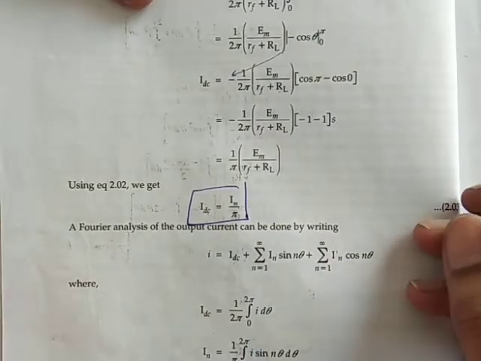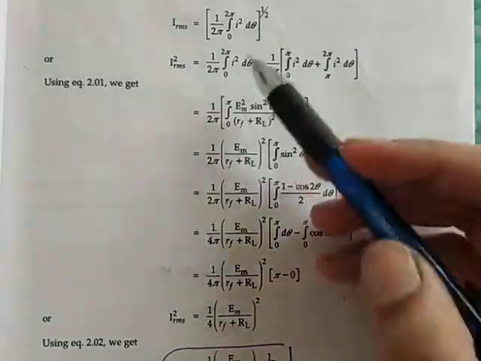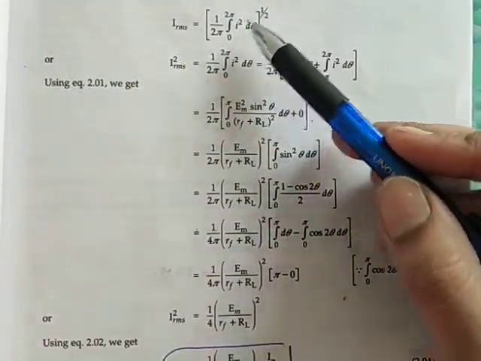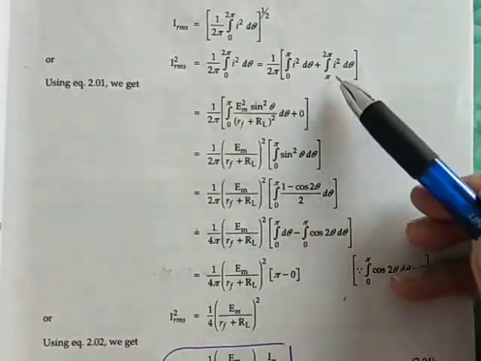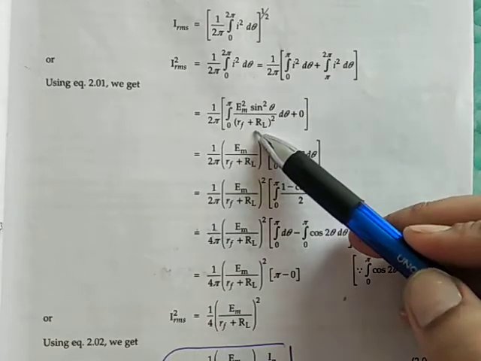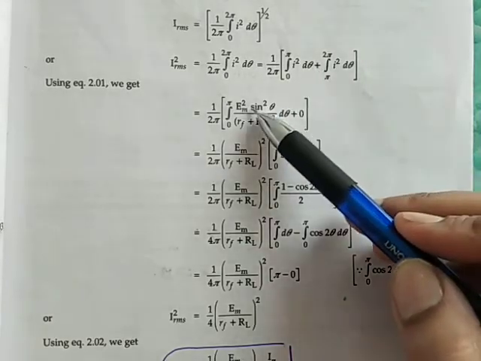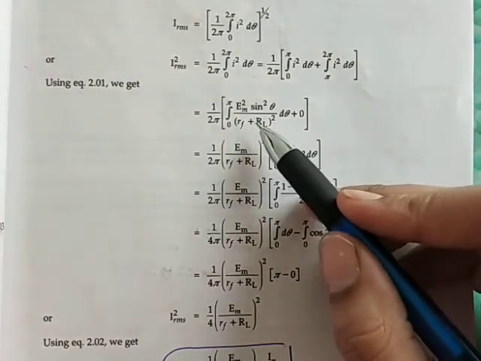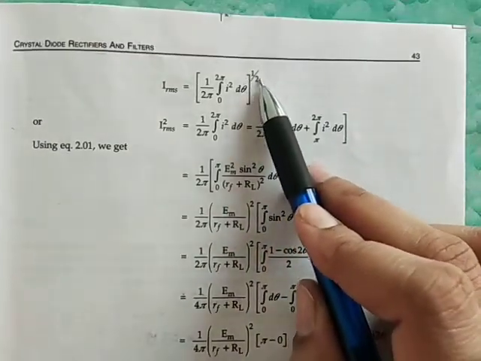Next is the root mean square, or the effective value of the output current. This is the basic expression for calculating the RMS value. The same procedure applies: we integrate over the two intervals, from 0 to pi and pi to 2 pi. The second part would be 0 and the first part would be retained, but the only difference here is I square. I square would result in Em square sin square theta over (Rf plus RL) square. Also, we have the 1/2 power here.